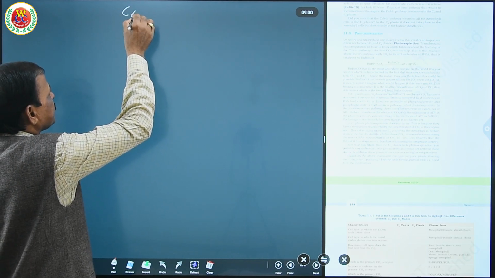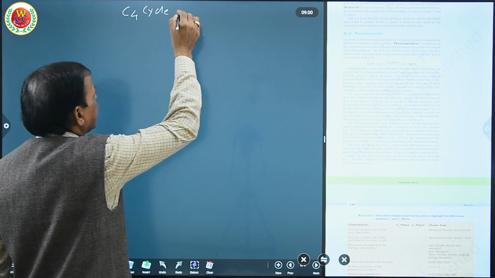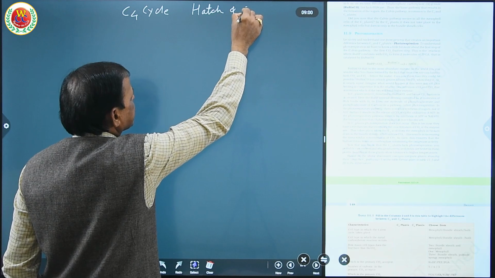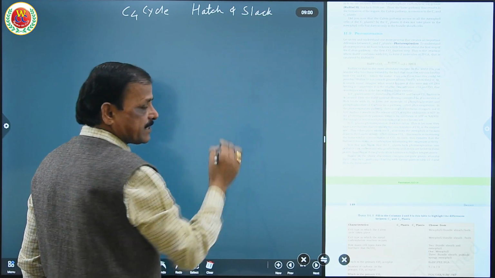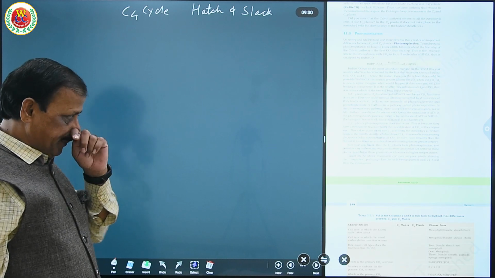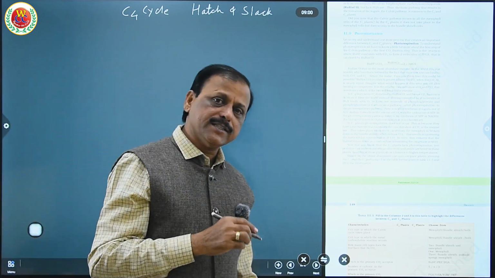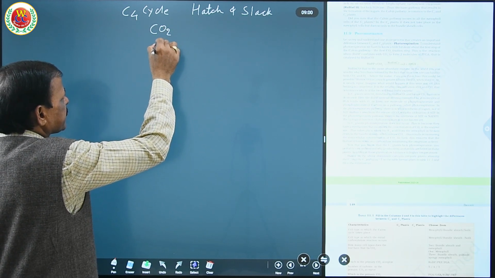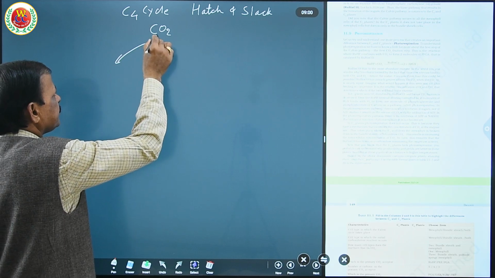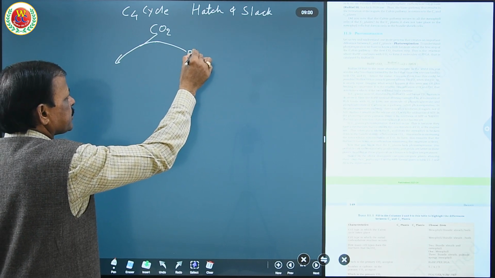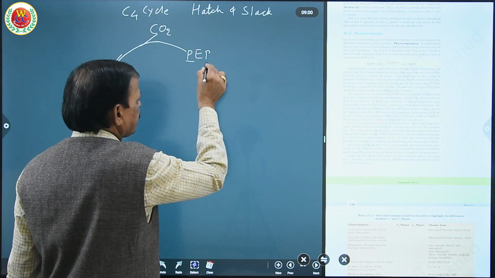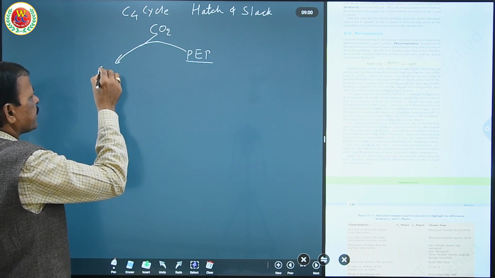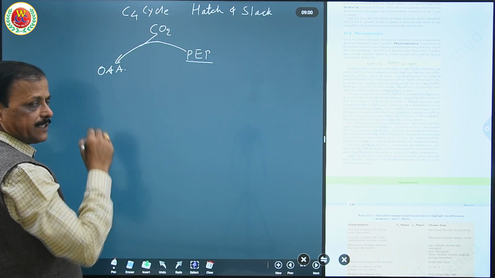Now the C4 cycle was discovered by Hatch and Slack, the names of the scientists. Why is this cycle known as C4? Because the first product of the C4 cycle is a 4 carbon compound. Instead of the carbon dioxide acceptor RuBP, in this cycle the carbon dioxide acceptor is phosphoenol pyruvate, which produces the 4 carbon compound oxaloacetic acid.